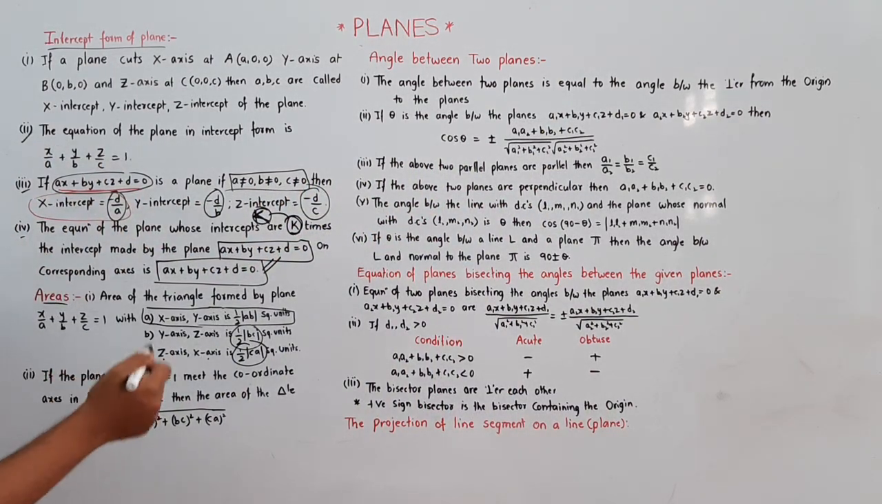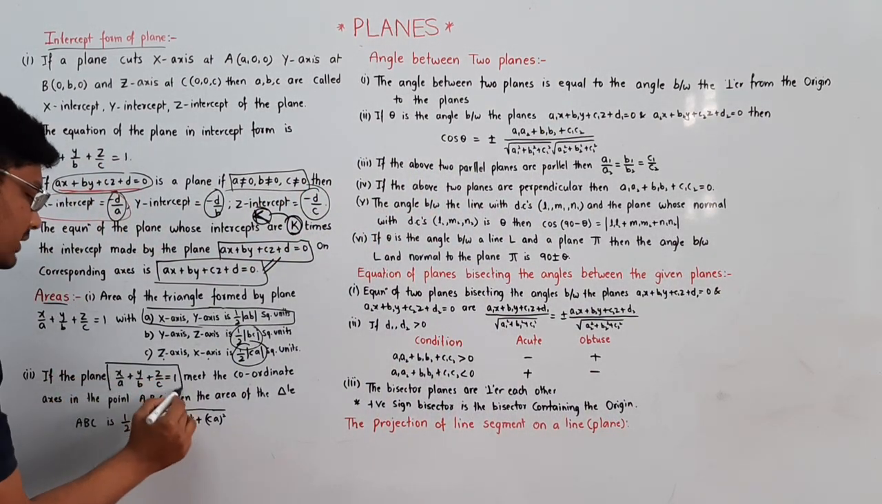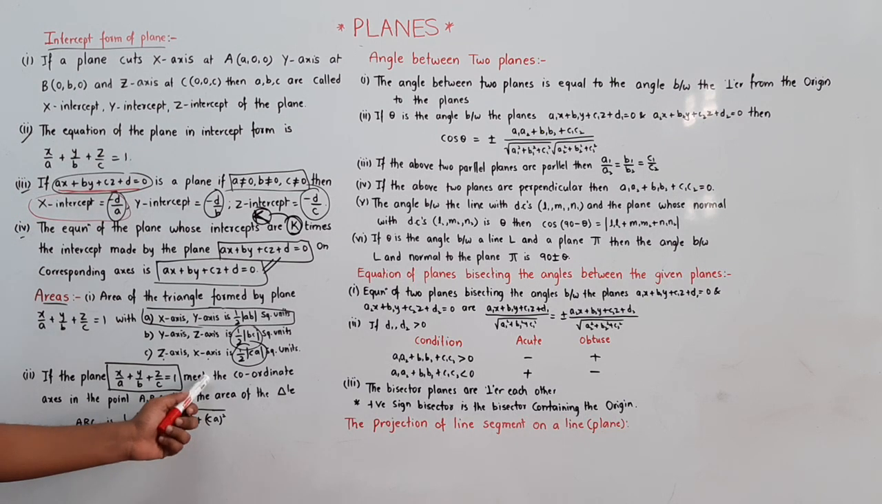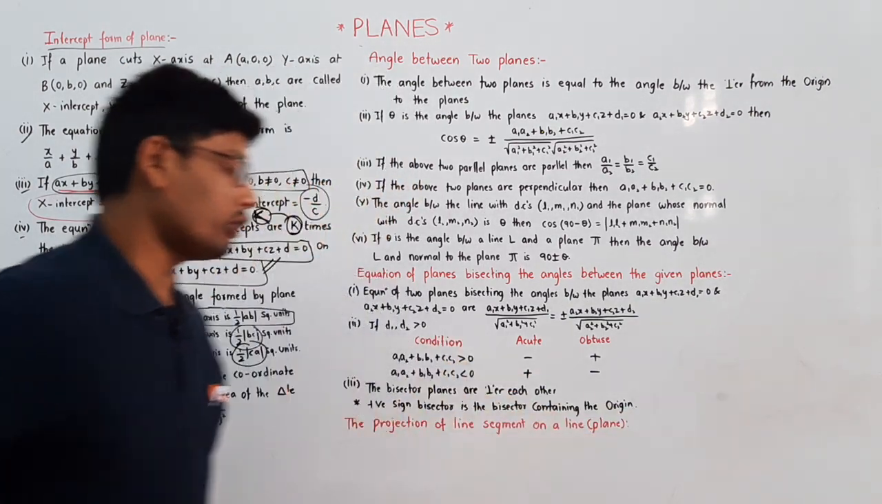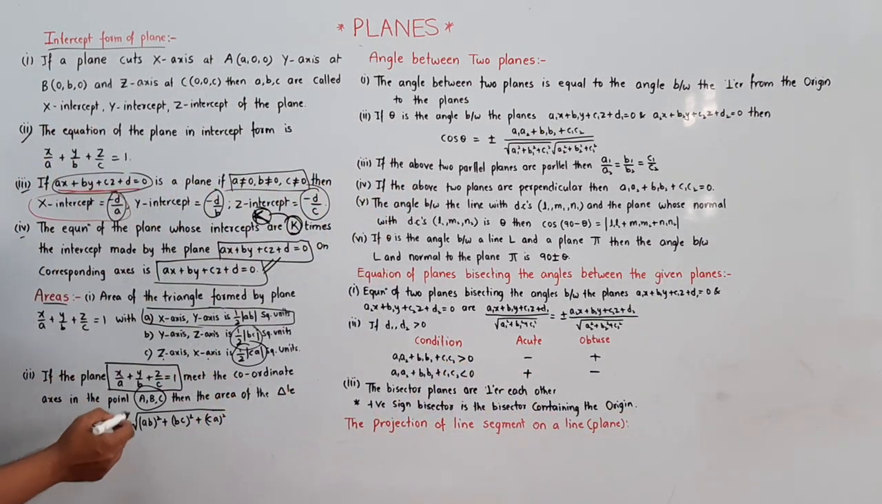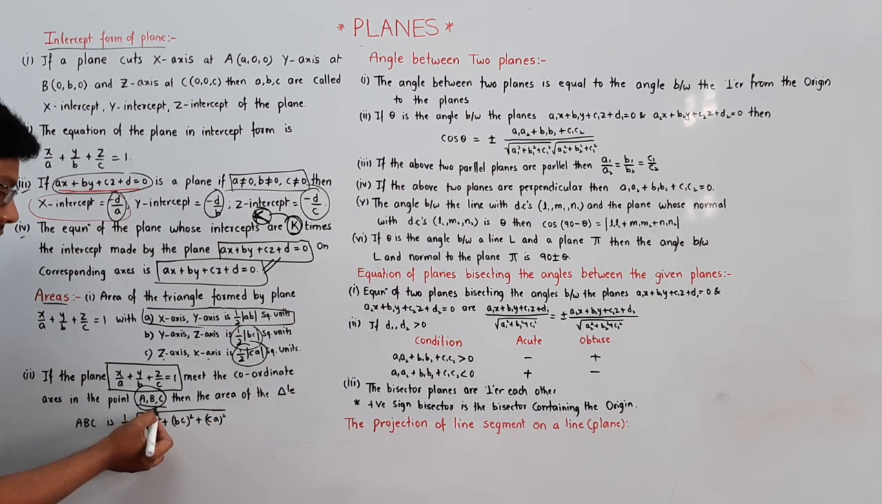Now if a plane x by a plus y by b plus z by c is equal to 1 meets the coordinate axes at the points A, B, C, then the area of the triangle ABC is equal to... Here, similarly to the previous diagram, if you want to find the area of the triangle, it meets at the 3 points of the 3D coordinate system, that is A, B, C here.